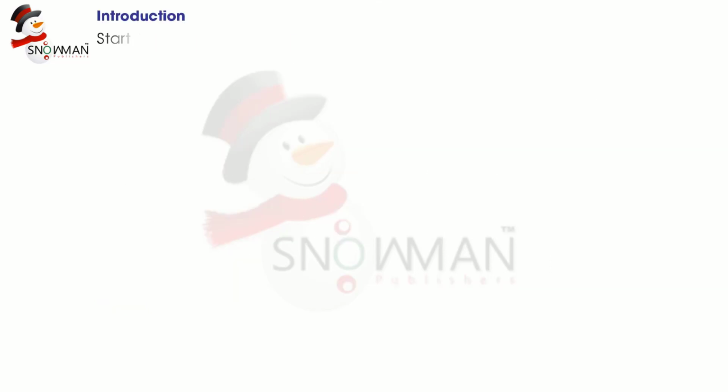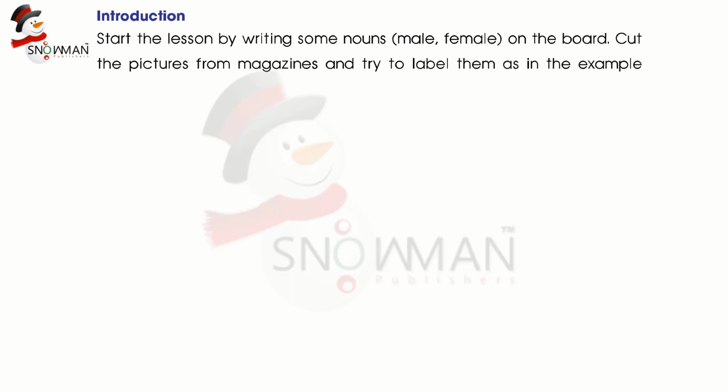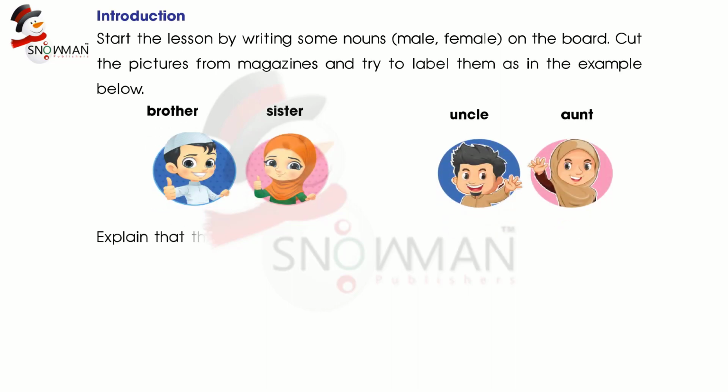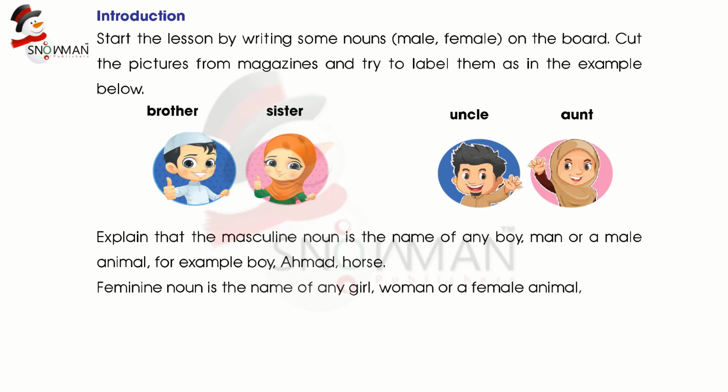Introduction: start the lesson by writing nouns, male or female, on the board. Cut the pictures from the magazines and try to label them as an example below. Explain that a masculine noun is the name of any boy, man, or a male animal. For example, boy, Ahmed, horse. A feminine noun is the name of any girl, woman, or any female animal. For example, girl, Samina, mare.